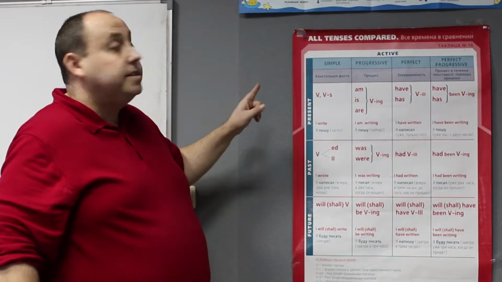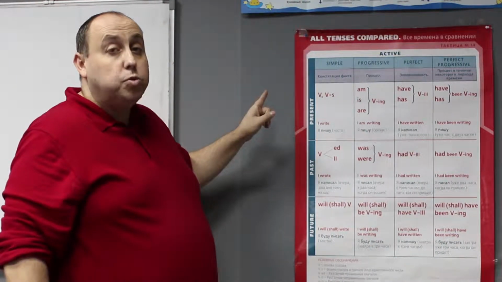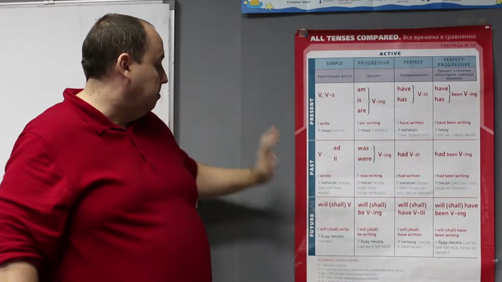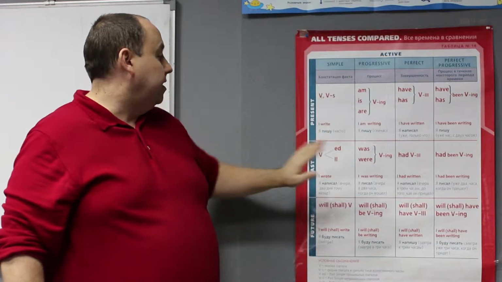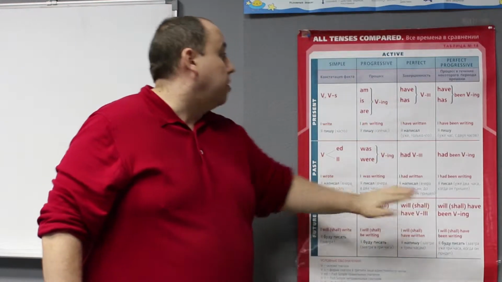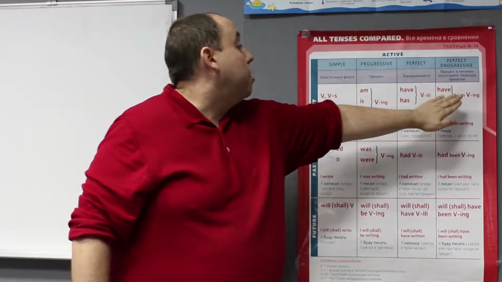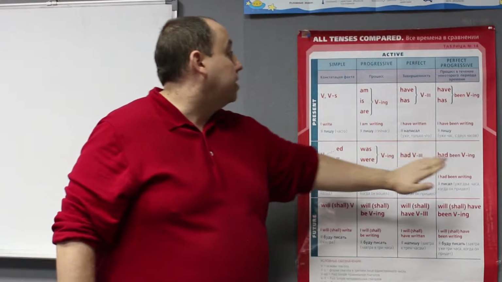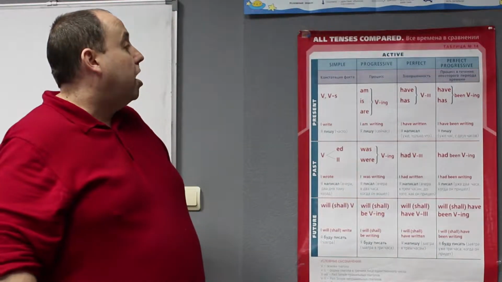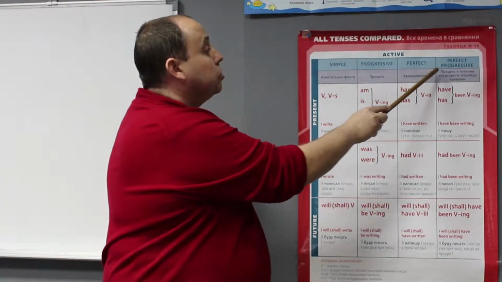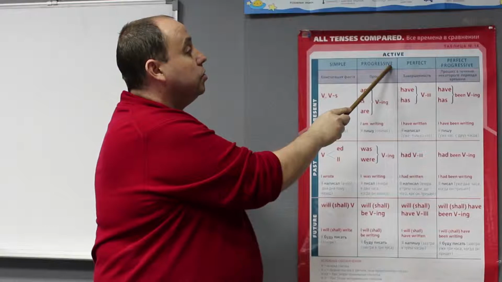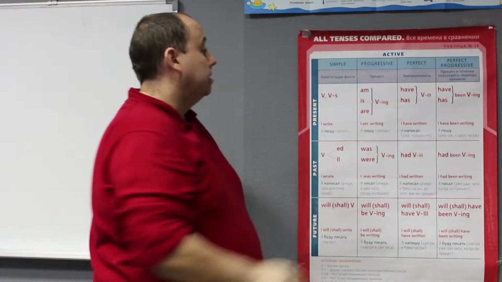So one more time, this is the active voice and there are 12 different tenses. We have the present simple, the past simple, the future simple, the present progressive, the past progressive, the future progressive, the present perfect, the past perfect and the future perfect. And finally, the present perfect progressive, the past perfect progressive and the future perfect progressive. One more time, be very careful with this word progressive, because on some tables in some books this is also referred to as the continuous or the perfect continuous.